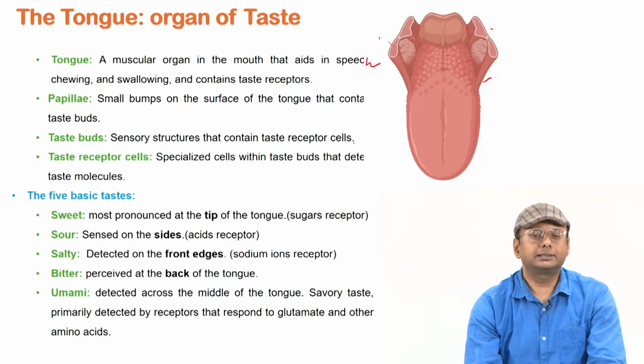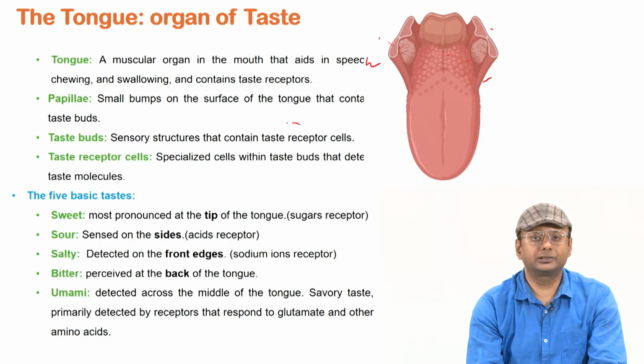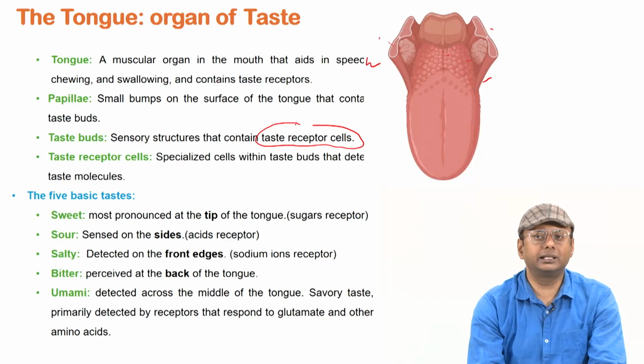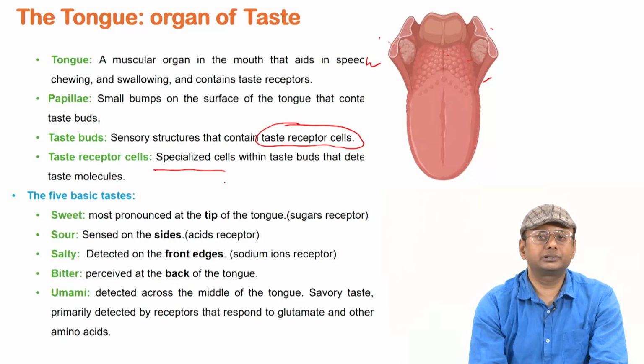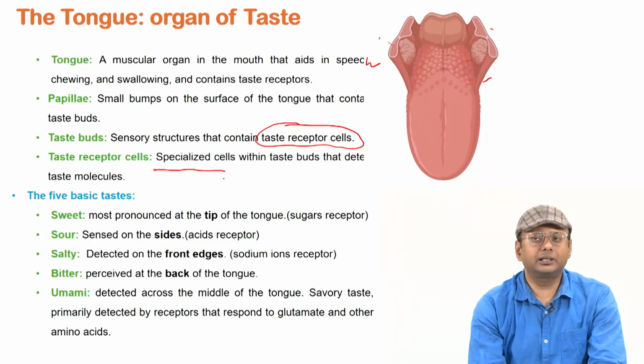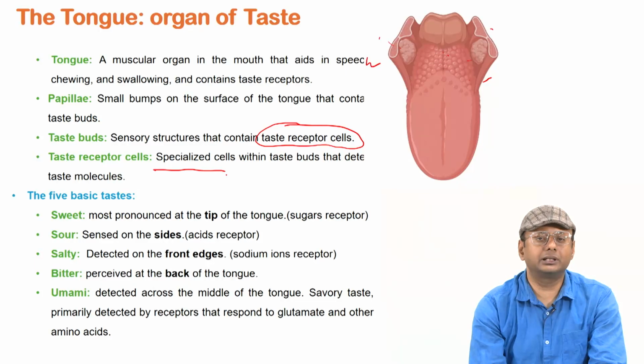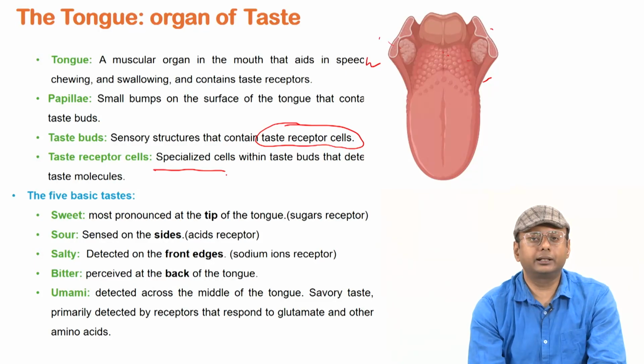Basically, these are sensory structures that contain the taste receptor cells. So the taste bud contains the taste receptor cells, and the taste receptor cells are specialized cells present in the taste bud that can detect different types of taste molecules, and different types of taste it can sense. The location on the tongue basically directs which type of taste can be detected in which area of the tongue.